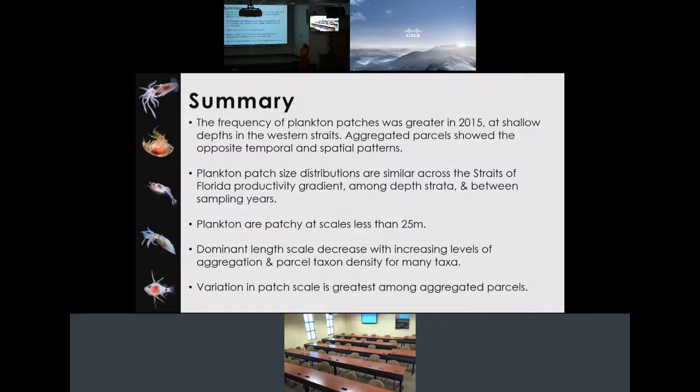Okay, so in summary for this project, we saw that frequency of patches varied, as well as our aggregated parcels. The overall distribution of plankton patches was similar when you included all the groups, but when you looked group by group, we saw variability across temporal and spatial frameworks, including across the straits as well as with depth. And lastly, plankton tend to be mostly patchy at about 25 kilometers. And there was a lot of variability when we look at the aggregated level.